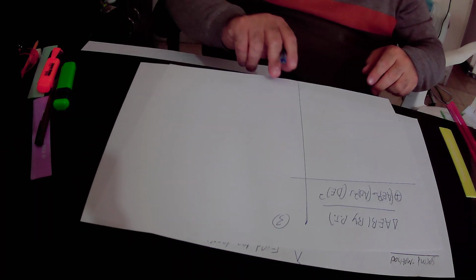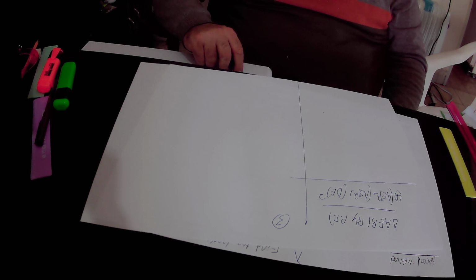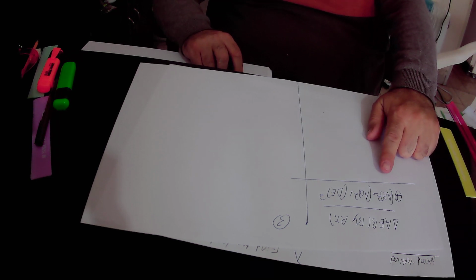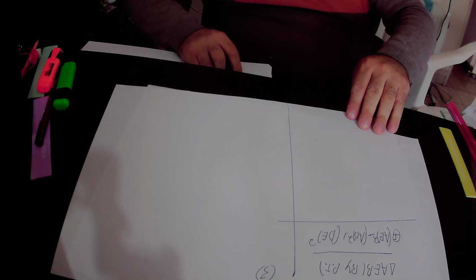I repeat again, in the right small triangle AED, according to the Pythagoras theorem, the square of the hypotenuse equals the sum of the squares of the perpendiculars, that is to say, AE square equals AD square plus DE square. Okay?